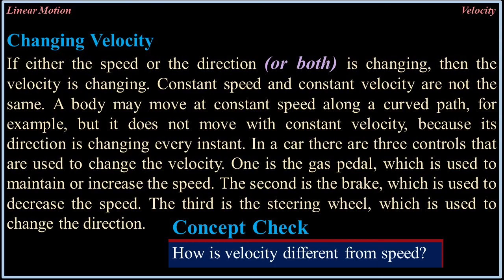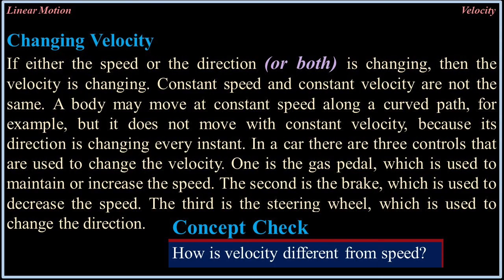Constant speed and constant velocity are not the same. A body may move at constant speed along a curved path, for example, but it does not move with constant velocity because its direction is changing every instant. In a car, there are three controls that are used to change the velocity. One is the gas pedal, which is used to maintain or decrease the speed. The second is the brake, which is used to decrease the speed. The third is the steering wheel, which is used to change the direction.